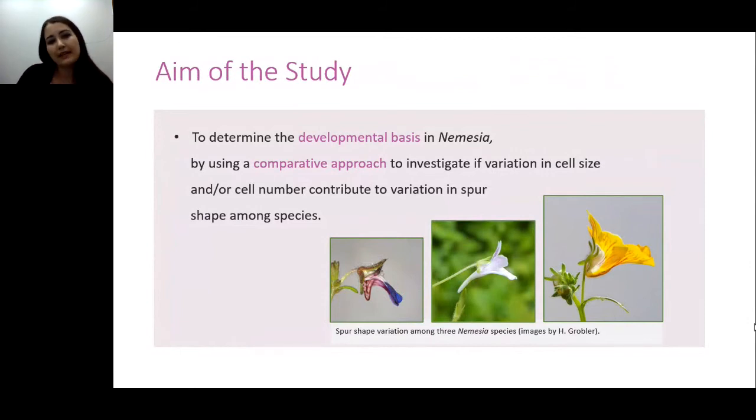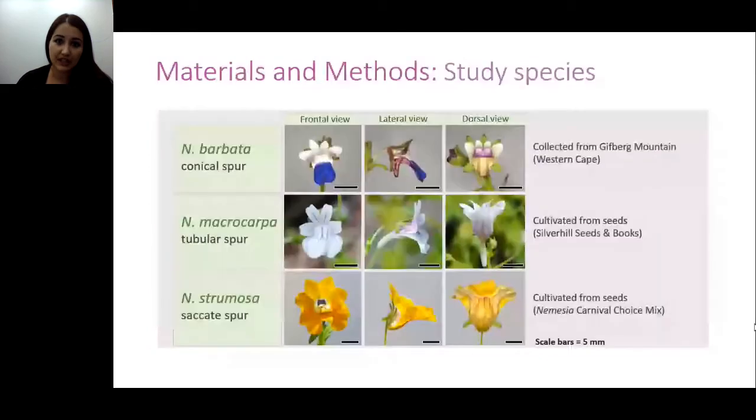For my materials and methods, we started by selecting 3 study species which show spur morphological variation. We have Nemesia barbata with a conical spur, Nemesia macrocarpa with a narrow, long tubular spur, and Nemesia thrombosa with a very broad saccate spur.